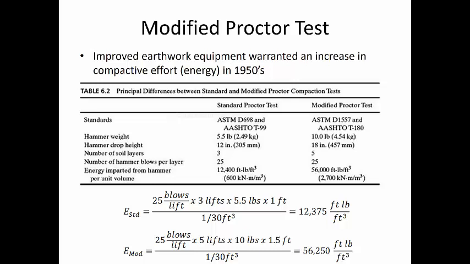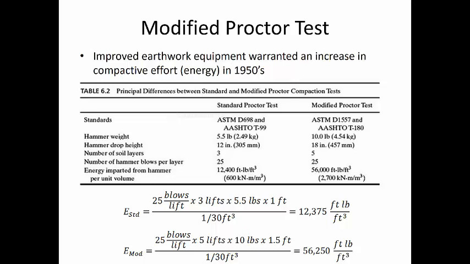So a modified Proctor test was determined in the 1950s. And notice that the amount of energy that is installed in the Proctor test is increased significantly. The weight of the hammer is almost doubled to 10 pounds. The drop is 50% more, or 18 inches, and the number of soil layers is increased as well to 5 instead of 3. Now the same amount of hammer blows per layer is applied, but they're much thinner layers.